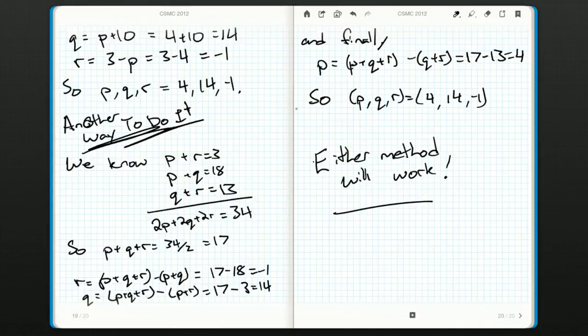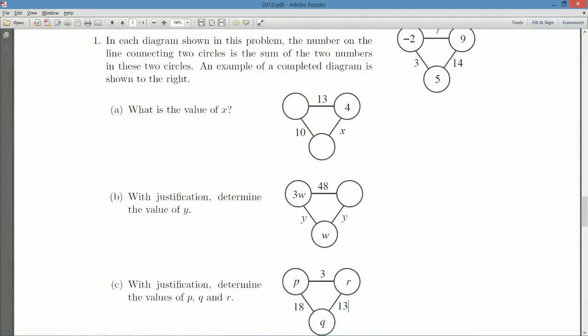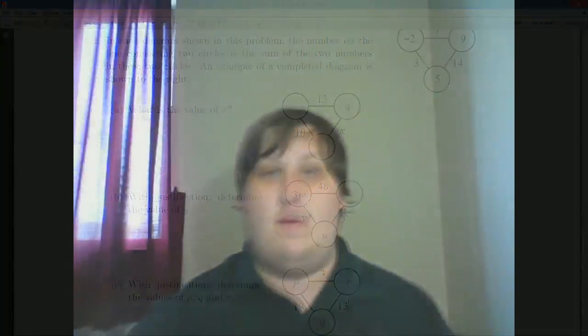But either way, that was C part. There's no D part to question number 1, so that concludes the first question in the B portion of the 2013 paper.